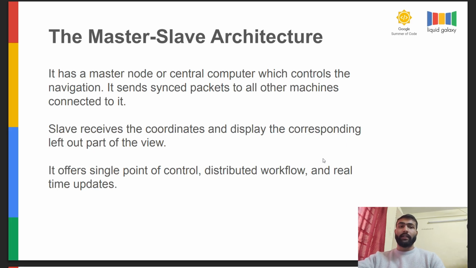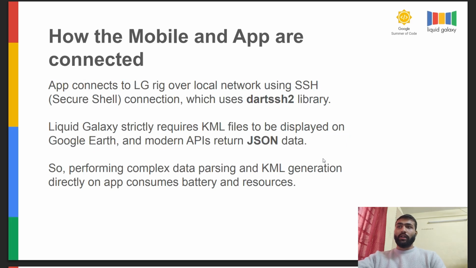Then, how do our mobile app and the rig get connected? It gets connected using the Dart SSH2 library in Flutter, and it uses the SSH client for connection. It uses secure shell, and since Liquid Galaxy strictly requires KML files only, and modern APIs give data in JSON format, we have to convert the JSON format into KML, which could not be done in Flutter since it requires battery and more storage. So now we are using Node.js as a middleware.